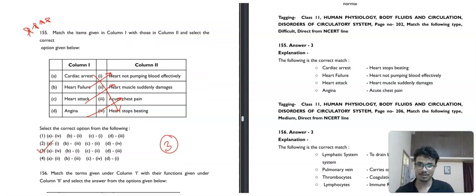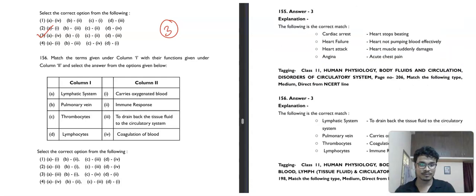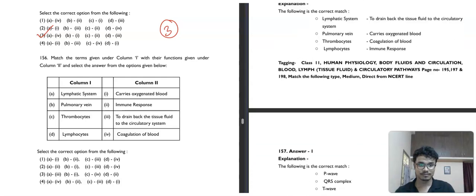Then question number 156. It is saying match the following again. This match the following type of question is given to strengthen your concept so that you cover the whole chapter actually. Now valves we have covered, then systems we have covered, everything is getting covered in this match the following type only.